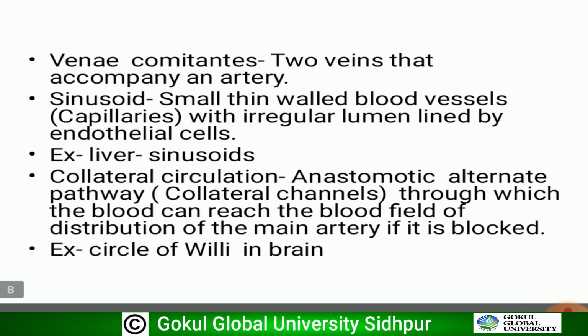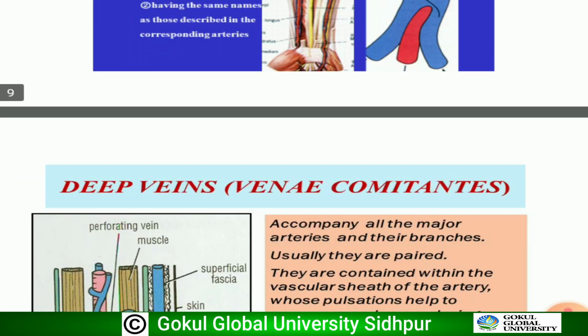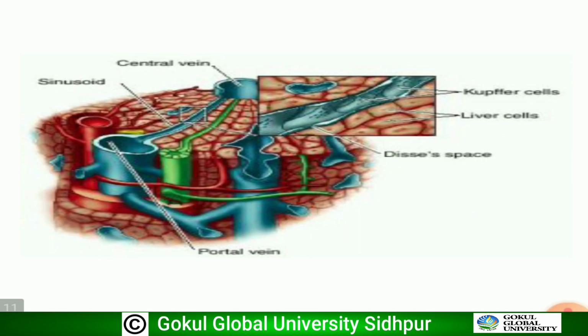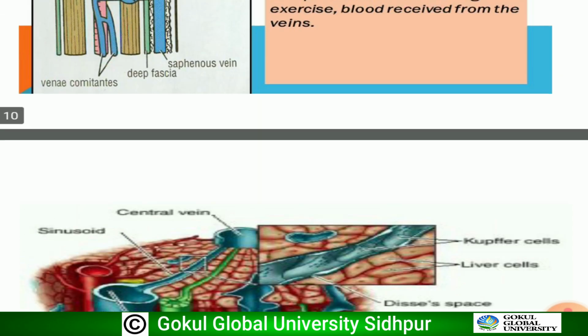Now sinusoids, small thin walled blood vessels, like capillaries, with irregular lumen lined by endothelial cells. Example, liver sinusoids. Okay, liver sinusoids example diagram. Small thin blood vessels.